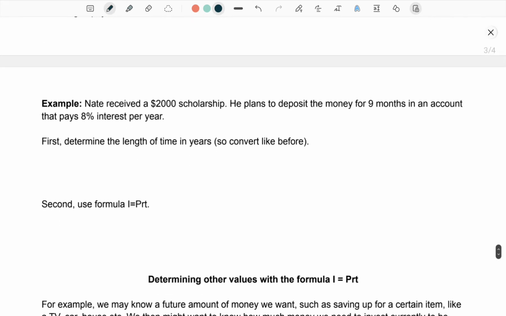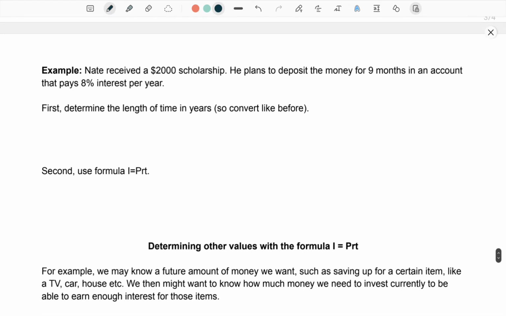Okay, so let's just take a look at another problem where we aren't given a time in years. So Nate received a $2,000 scholarship. He wants to deposit that money for 9 months in an account that pays 8% interest per year. So the time, that's not in years, so we need to convert that time into years. And that's what we do with the above parts. So take the 9 months, divide it by 12, since there's 12 months in a year.